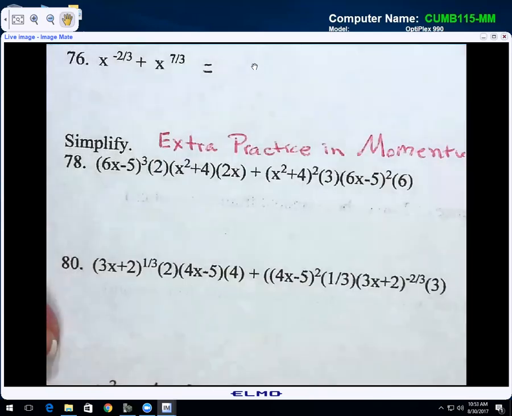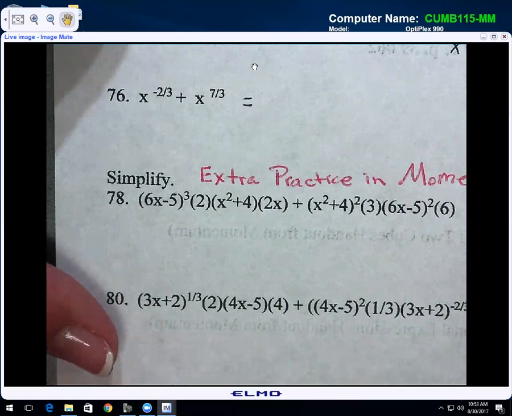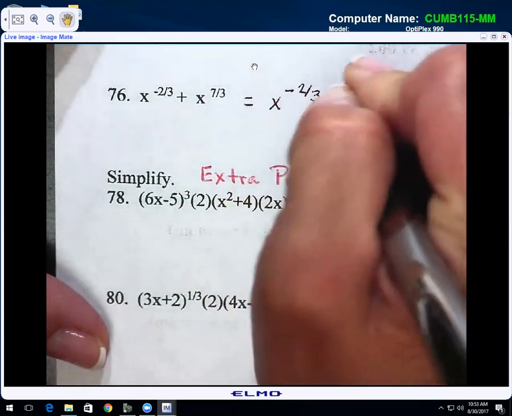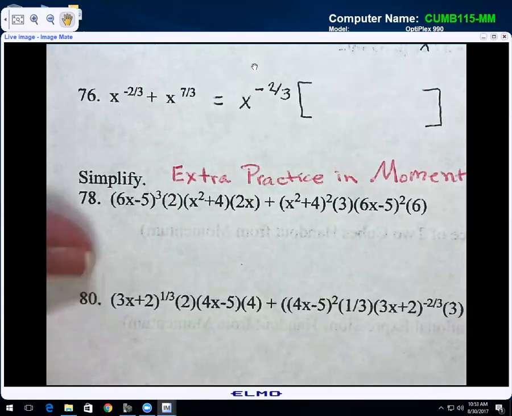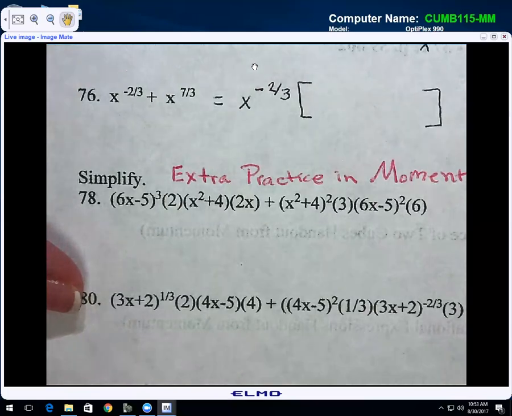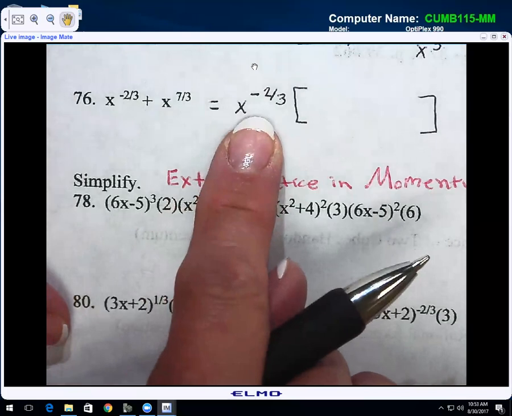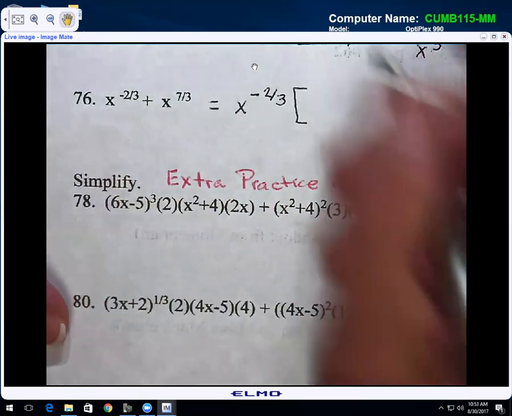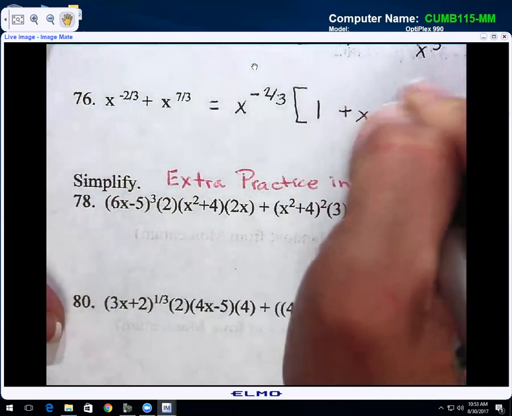All right, last one. What's the lowest exponent on number 76? Lowest exponent is x to the -2/3. If I don't get anything else right, I know that's the GCF because it's the lowest exponent. What would I have to multiply times x to the -2/3 to get back this x to the -2/3? Just 1. And then I know I'm going to have plus x to the something.